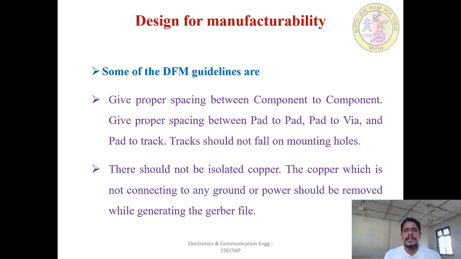Design for manufacturability continued. Some of the DFM guidelines are, I will give some of the basic thumb rules that should be followed while designing your PCB. Give proper spacing between component to component. Give proper spacing between pad to pad, pad to via and pad to track. Track should not fall on mounting holes. Keep that in your mind. There should not be isolated copper. The copper which is not connecting to any ground or power should be removed while generating the Gerber file.